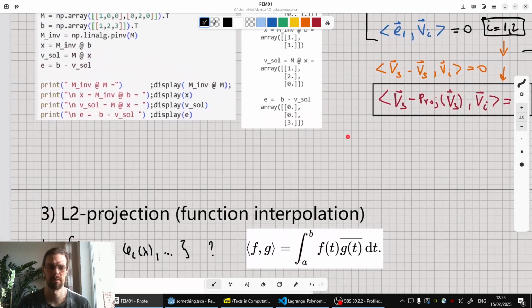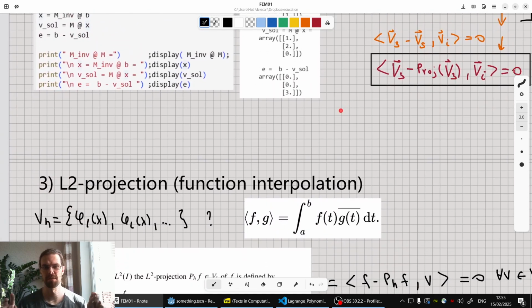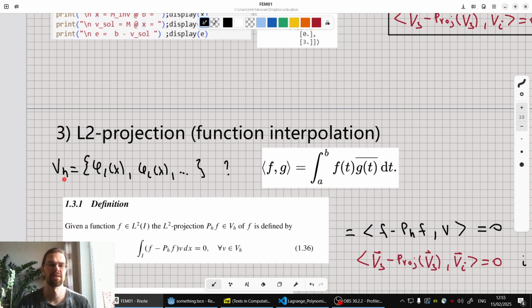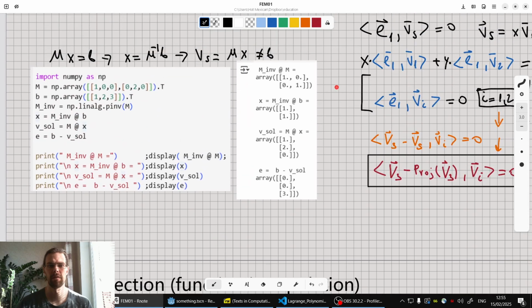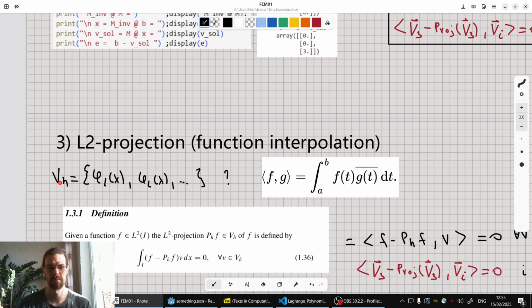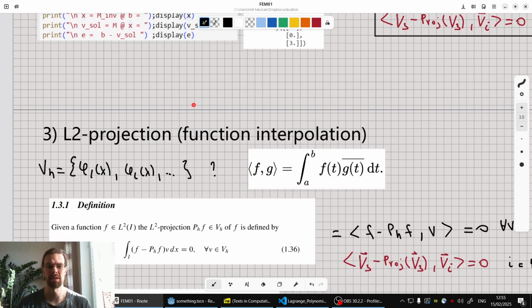Okay, now we'll move to actual function stuff. Instead of our vectors v1, v2, we will have v hat. It's a space that is spanned by these vectors phi1, phi2, and so on.